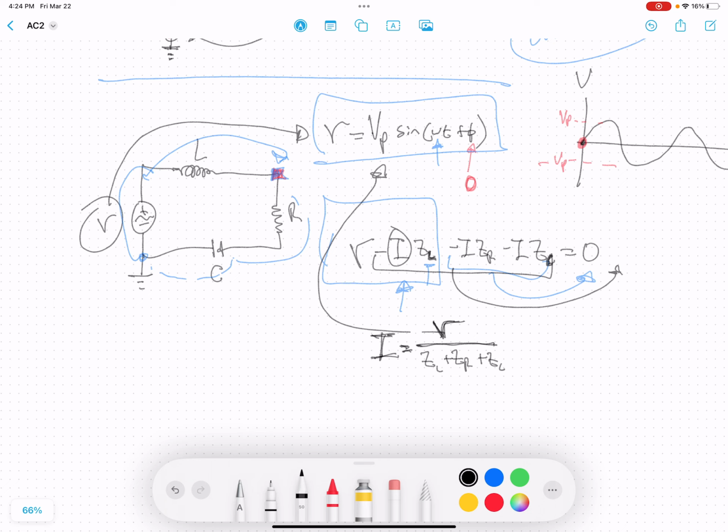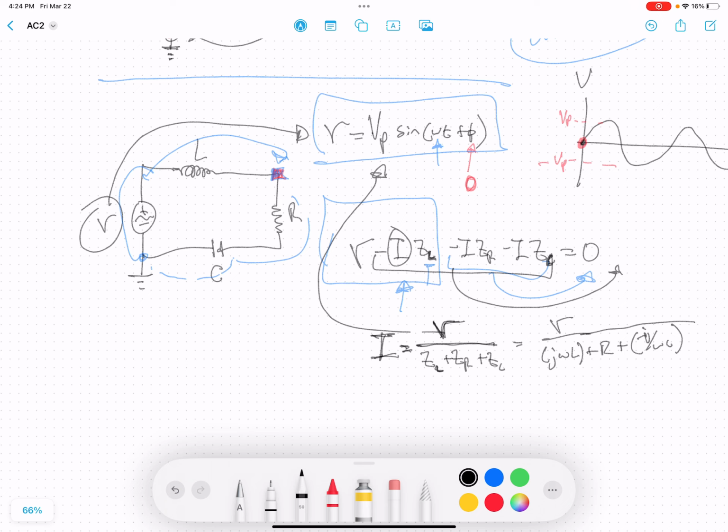And let's see here. I need to fill out what the Z's are, right? So I can take this further. I'm going to leave that as V for right now. ZL, like I said before, is J omega L. ZR is just R, which is beautiful. And ZC is negative J over omega C.